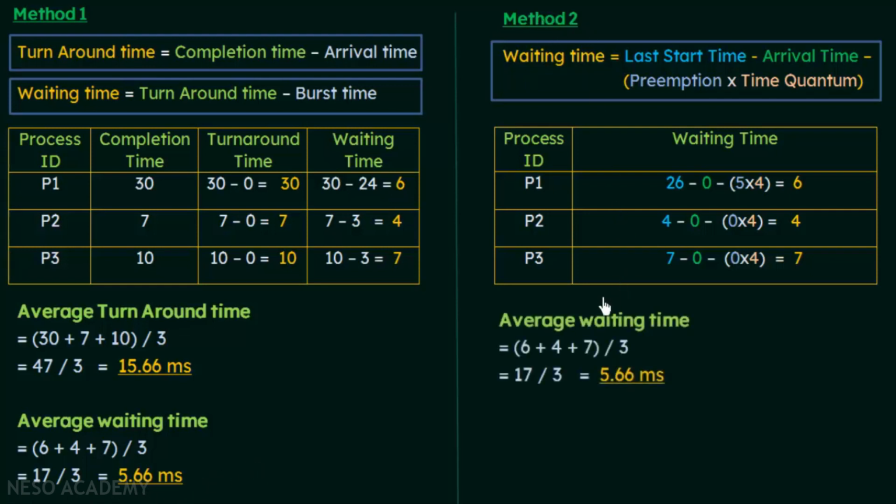So similarly for this second method also, it is the same thing. Average waiting time 6 plus 4 plus 7 divided by 3, that gives us 5.66 milliseconds. So in most of the problems, you may be asked to calculate the average turnaround time and the average waiting times. So if you have to calculate both of them, you can use the first method, or if you have to calculate only the waiting time, you can use the second method. So that is how you calculate the turnaround time and waiting time for round robin scheduling.